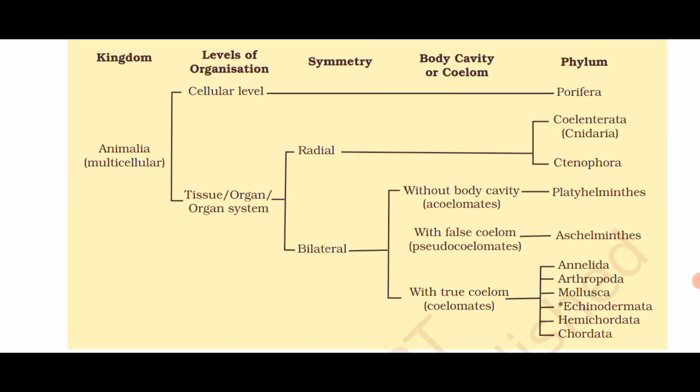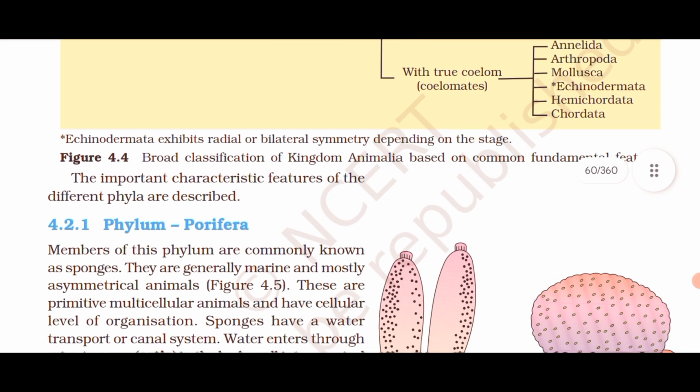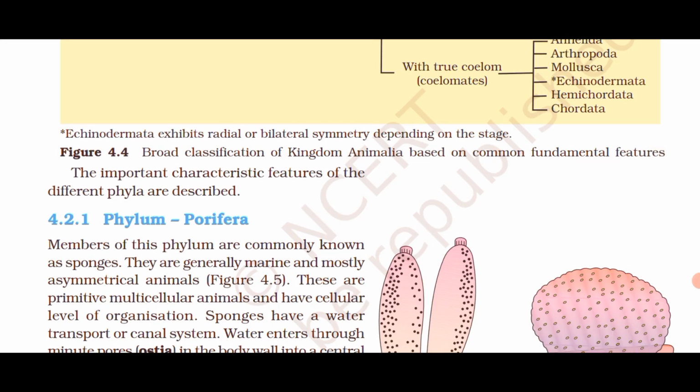Aschelminthes are pseudocoelomates, and they also have bilateral symmetry and organ system level of organization. Annelida, Arthropoda, Mollusca, Echinodermata, Hemichordata, and Chordata are coelomates, and have bilateral symmetry with organ system level of organization. Echinodermata exhibit bilateral or radial symmetry depending on the stage. Figure 4.4: Broad classification of kingdom Animalia based on common fundamental features.